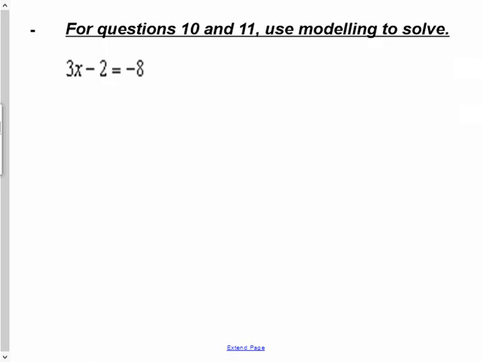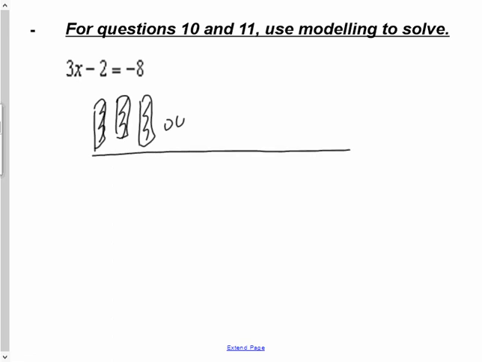For questions 10 and 11, you use modeling to solve. So here we have x and x and x minus 2 is equal to negative 8. The first thing I'm going to do is get rid of my constant by adding 2 to both sides. Remember, whatever you do to one side, you have to do the other. Now we have those 0 pairs. So we have 3 x's left over here and 6 negatives left over here.